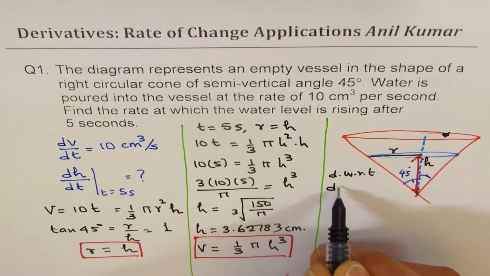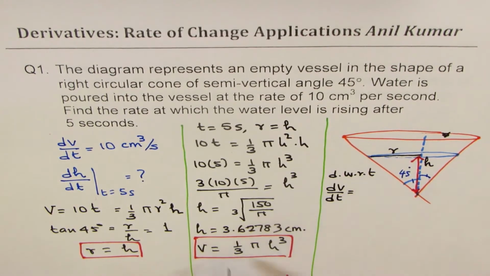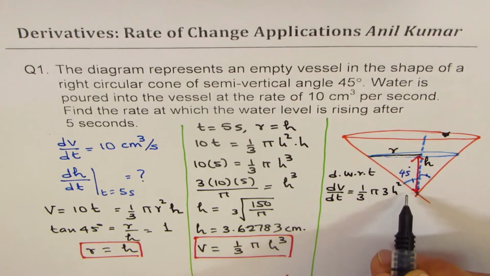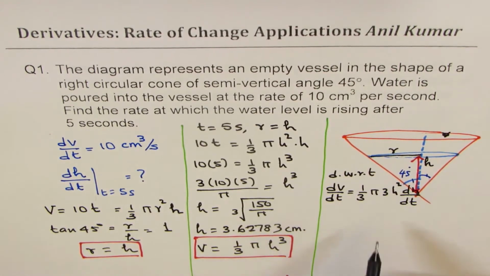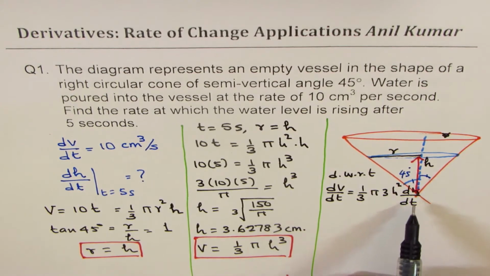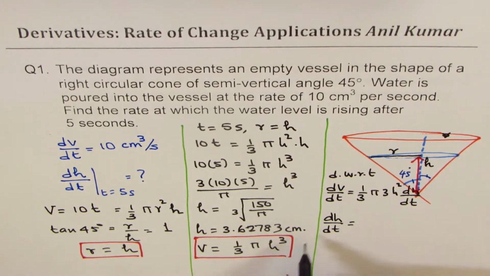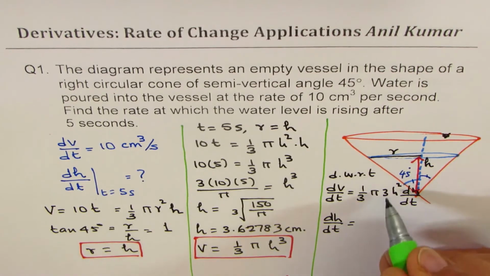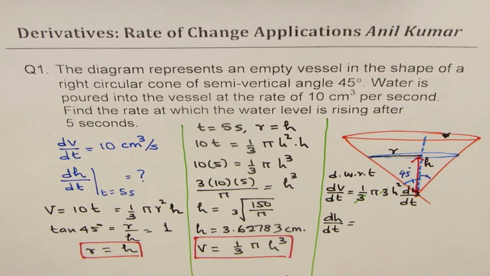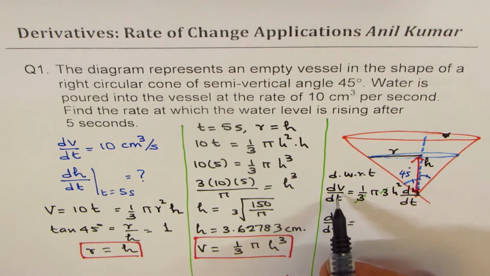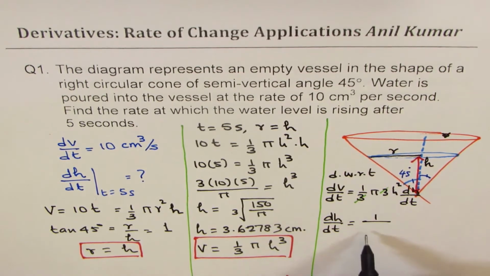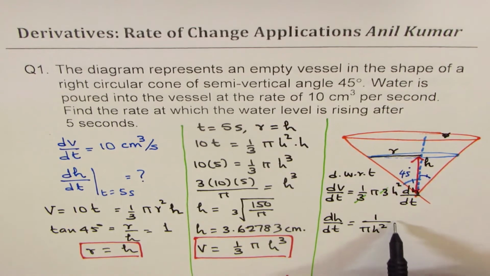So we get dV/dt equals 1/3 of pi times 3h squared dh/dt, correct? Now from here you can isolate dh/dt. We cancel the 3 and 3 to simplify a bit. So dh/dt is equal to 1 over pi h squared times dV/dt, correct?